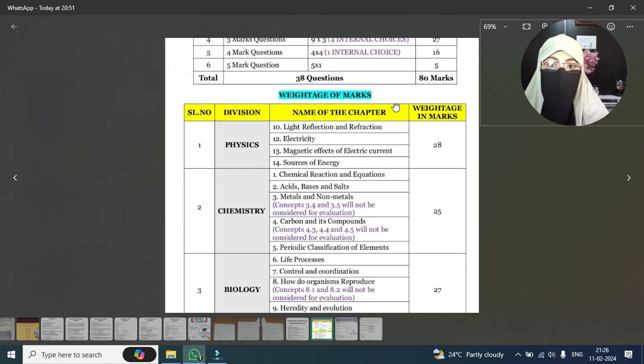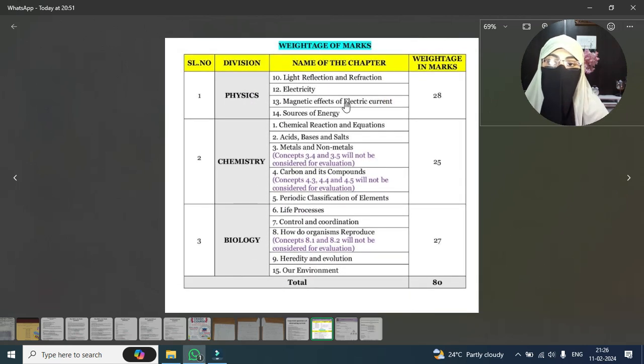Coming on to the weightage of the marks. In the physics part, the highest weightage is given, that is 28 marks. Then biology, they have given as 27, and for chemistry 25.